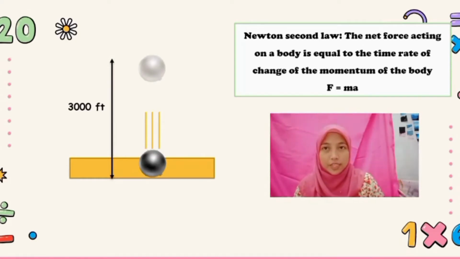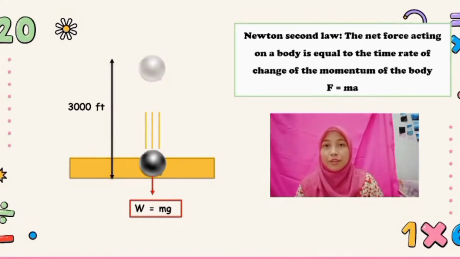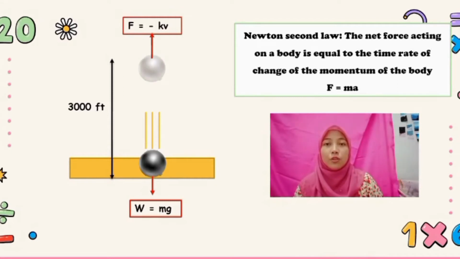Based on this situation, there are two forces acting on the steel bar. Firstly is the weight, given by mass times acceleration of gravity. The second force is due to air resistance, which is F equal to negative kV, where k is the constant of proportionality and V is the velocity. Why the negative sign? Because the force due to air resistance opposes the direction of velocity, which is in the upward direction.